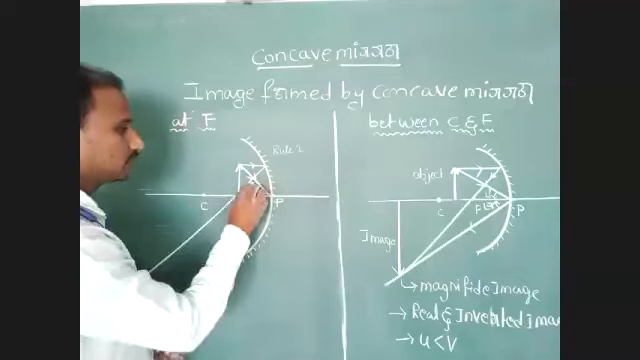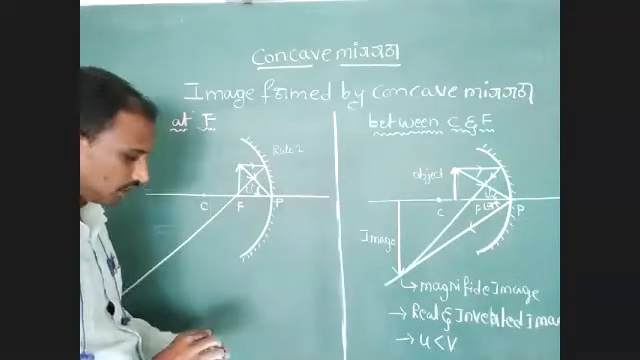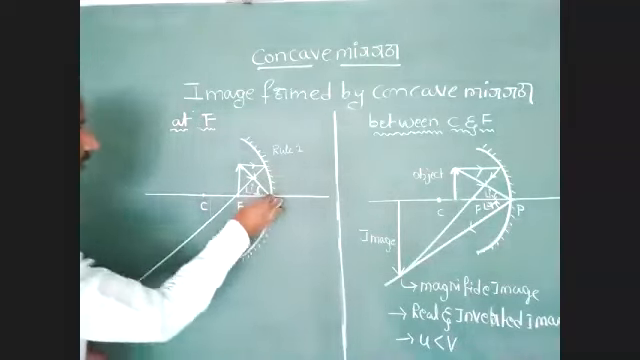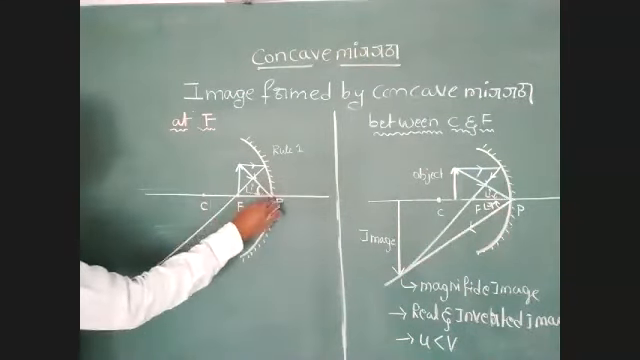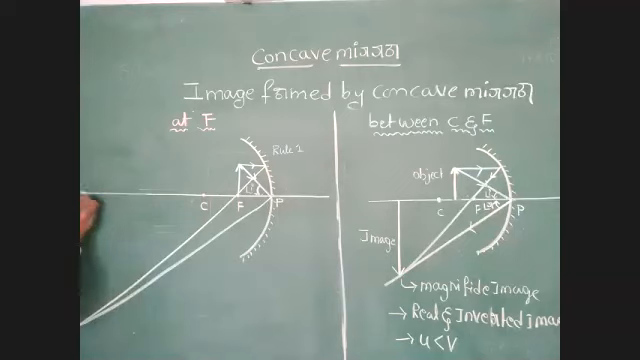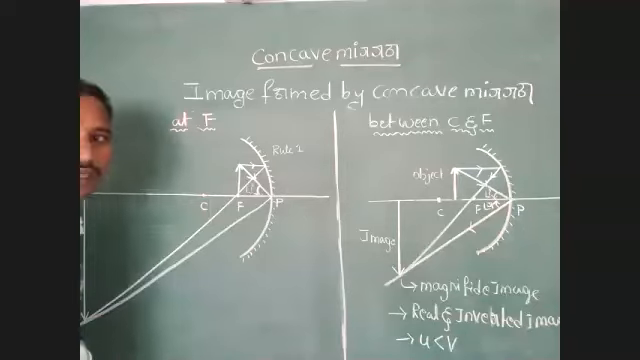Angle of incidence, angle I. What about the reflected ray direction? Identify the reflected ray. So, angle I equals angle R. Then the image is formed at an infinite distance. Okay, here identify that. The image is formed at infinite distance.